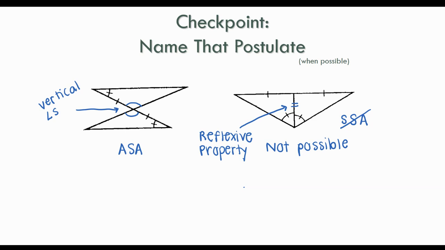Okay, so hopefully on the left, you saw that we had vertical angles. And so then based off the markings of the picture, we now have angle, side, angle. And then by using the reflexive property for the one on the right, we have three markings, but it gave us side, side, angle. So that one is not possible.